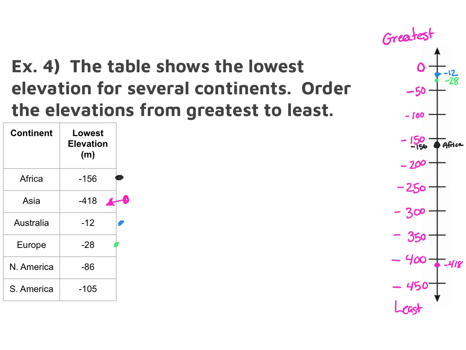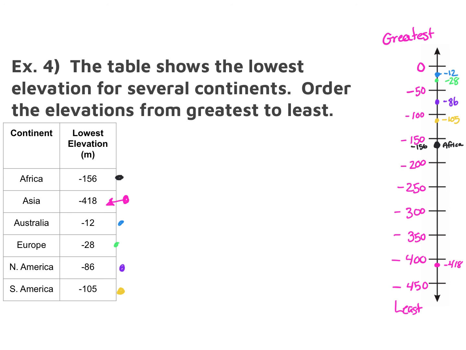And then we have North America. Put that in purple. That's after -50, we'll say about right there. So -86. And then let's choose another color. There's yellow. South America, and that is -105.